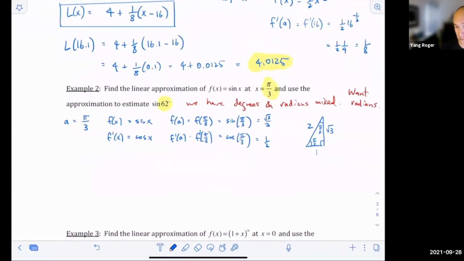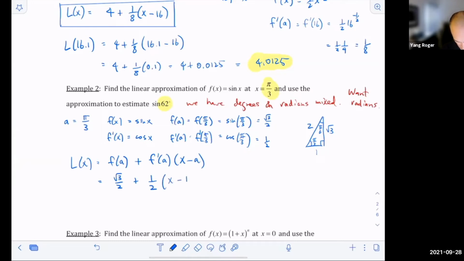Since I have all that, our linear approximation formula is going to be the y value at our point plus the derivative at the point times x minus a. It's just a modified point-slope formula. Now I'm going to plug in the pieces. f of a was rad 3 over 2. f prime of a is 1/2. Now here's where things get interesting. I'll just write in x minus pi over 3. That's our linearization formula.